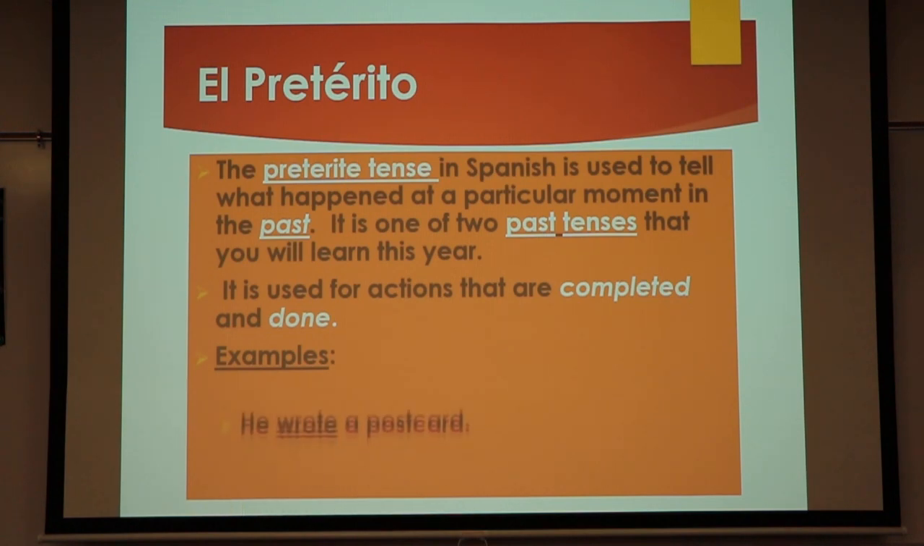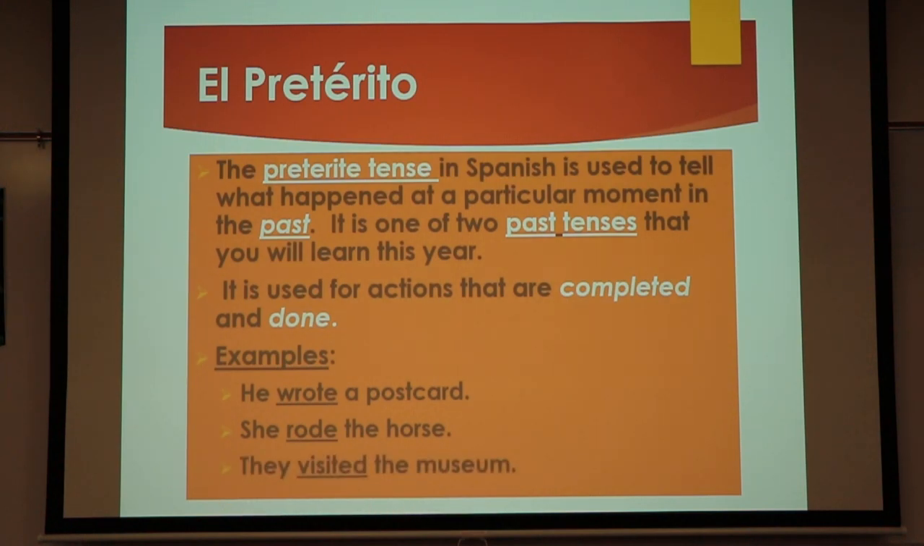Examples of this are the following. In English, he wrote a postcard. She rode the horse. They visited the museum.